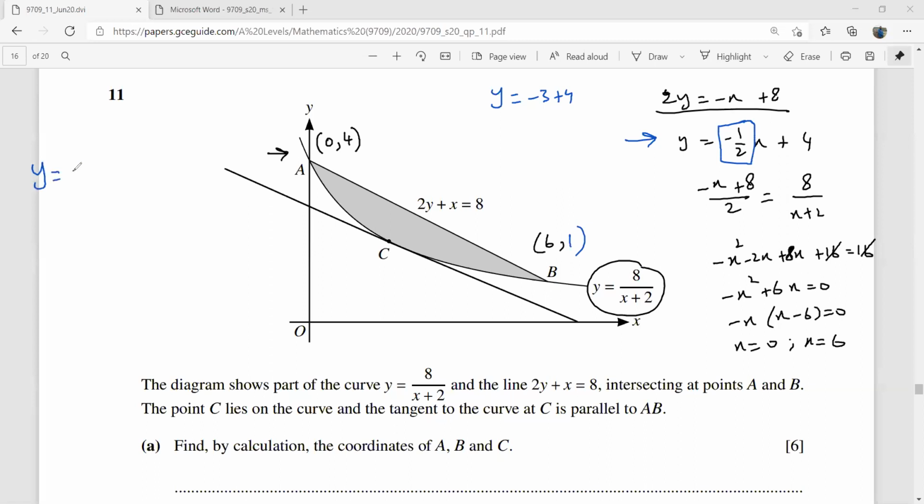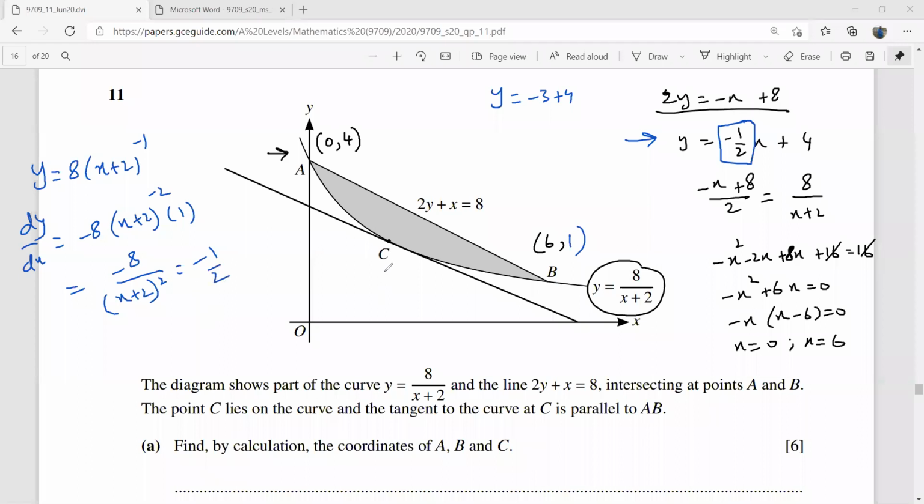So this y, let me write it first of all like this, because otherwise I cannot differentiate it. I have to move the denominator to the numerator. Now we have dy by dx equals minus 8 into x plus 2 raised to power minus 2 into 1. This is minus 8 over x plus 2 whole square. And let me put that equal to minus half, because this tangent is parallel to the line AB, so I'm putting the gradients equal to each other. So guys, we have x plus 2 whole square equal to 16. So x plus 2 is equal to plus or minus 4.